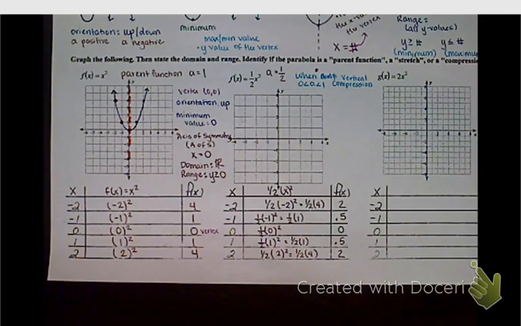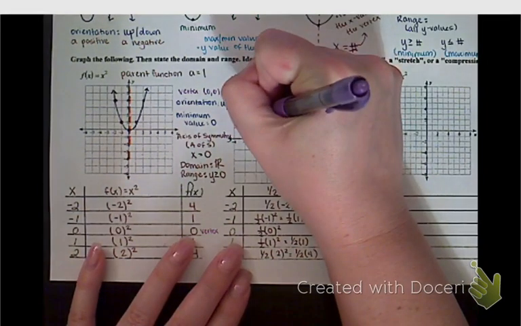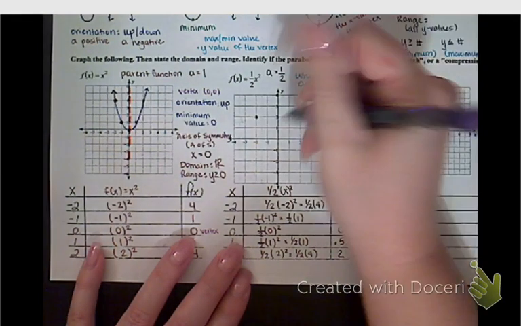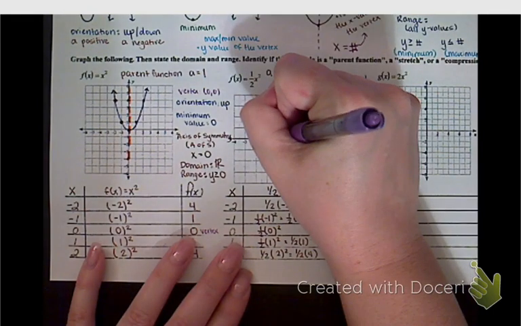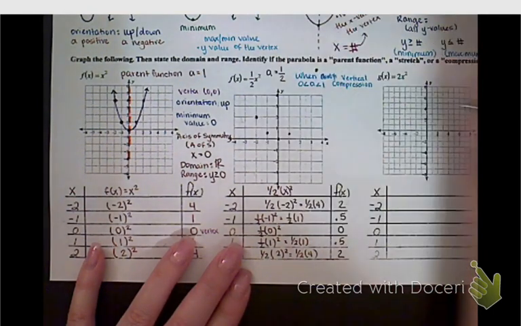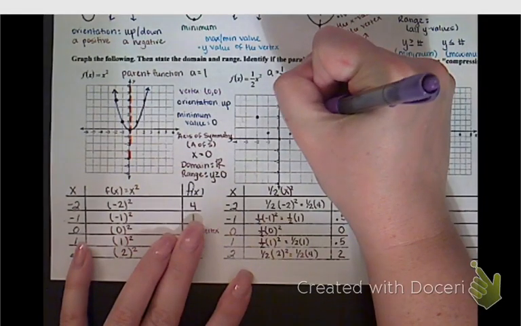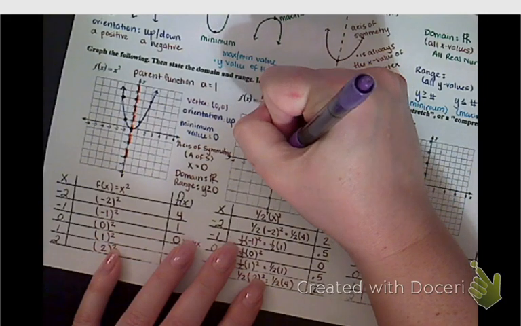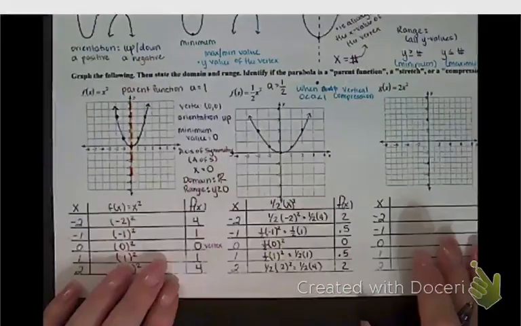All right, let's take a second and plot those points. So I have -2, 2, -1, 0.5, so I'm going to go halfway through the box. 0, 0, 1, 0.5, and then 2, 2. We're going to draw in our parabola. You should have something like this.